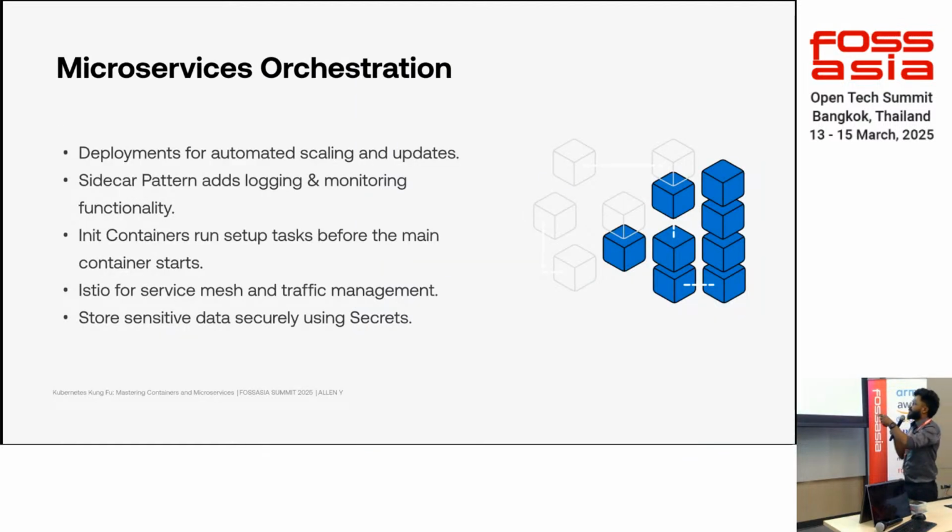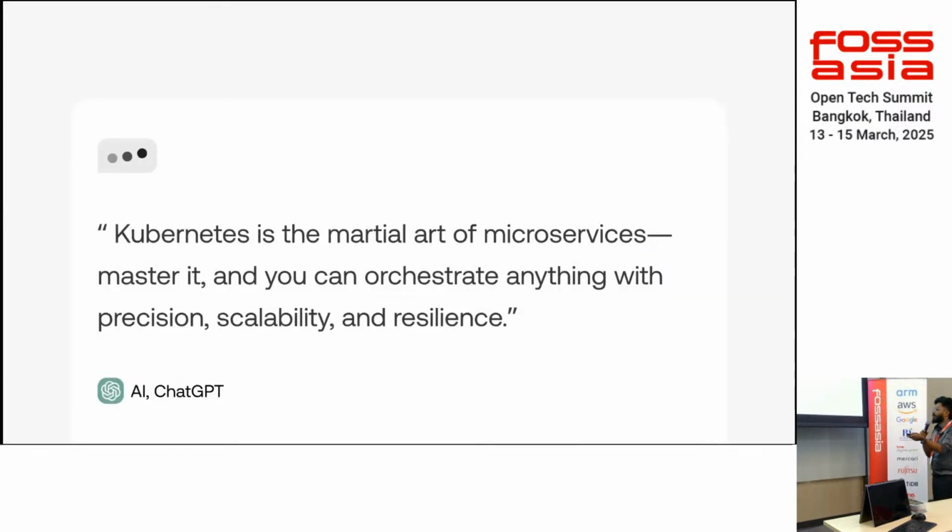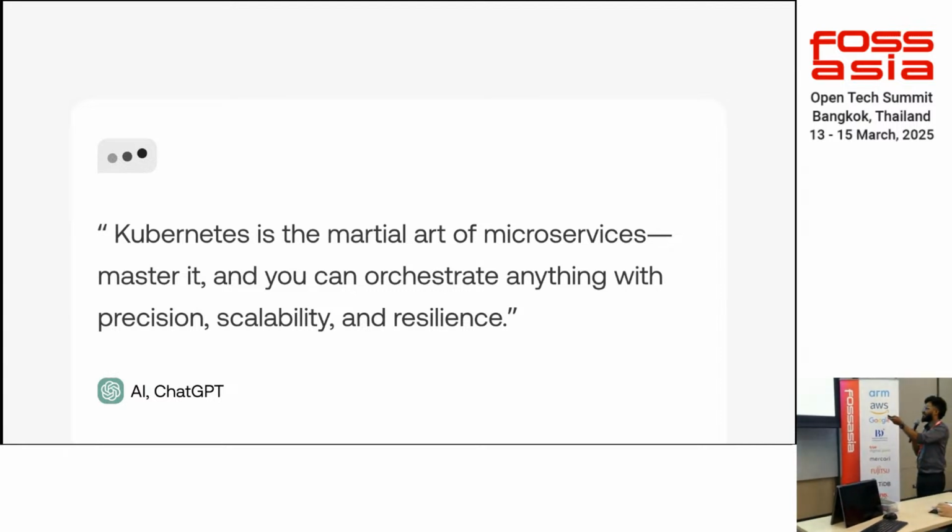And for microservice orchestration, always use deployments for automated scaling and updating. Init containers must always be there. Before starting up our containers, we should always ensure that all database migrations are completed, and init containers take care of that. The sidecar pattern is deployed along with main containers for logging and monitoring purposes. I'm going to end my presentation with a quote from ChatGPT: Kubernetes is a martial art of microservice masters, and you can orchestrate anything with precision, scalability, and resilience.